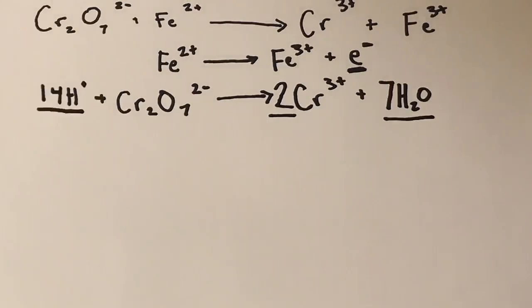Next, we balance the hydrogens by adding H+ ions to the opposite side. Because there are 14 hydrogens on the product side, we add 14 H+ to the reactant side. Finally, we balance the charges by adding 6 electrons to the reactant side.